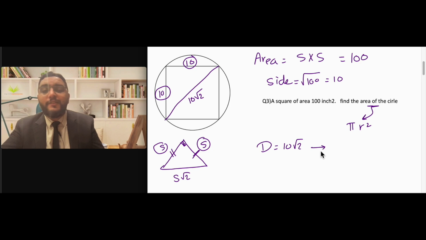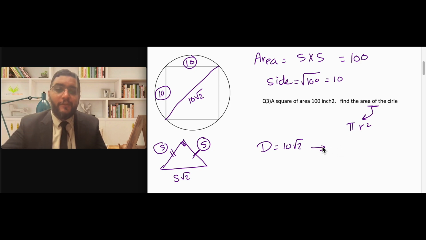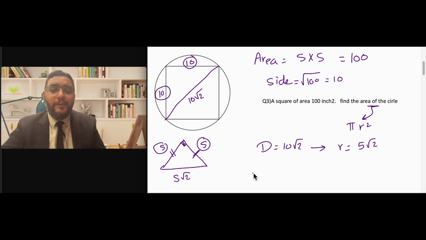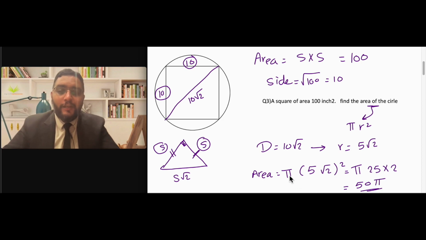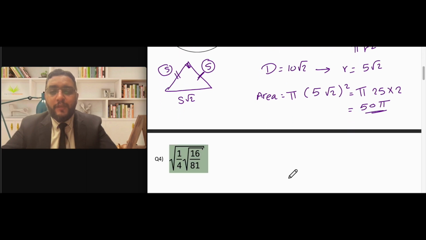And you know that the radius is half the length of the diameter. So the radius length is 5 root 2. Now we can find the area. As we said before, the area is pi r squared, so it will be pi times 5 root 2 squared. So it will be pi times 5 squared, which is 25, and root 2 squared, which equals 2, so it will be 50 pi. This is the area of the circle. Let's move to question 4 about the radicals.